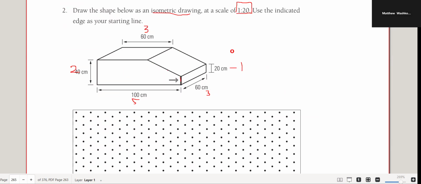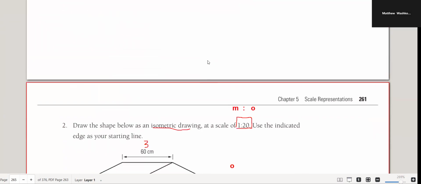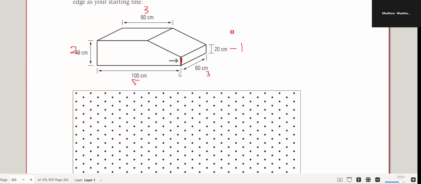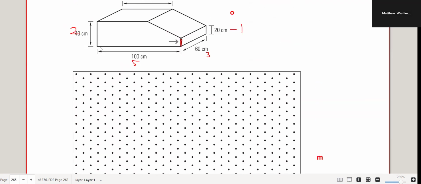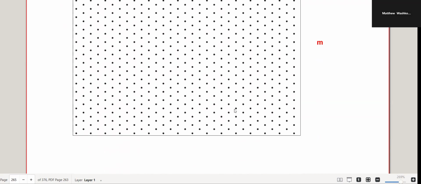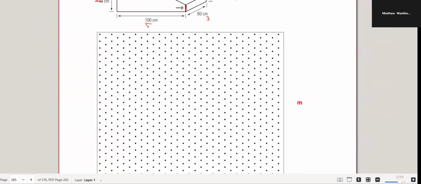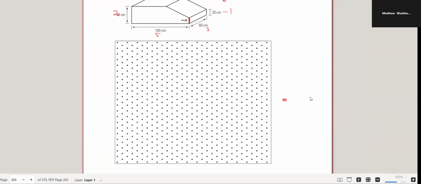And I'm using this indicated edge as my starting line. So again, start at a corner, plan it out. I need to have some space to the right, I need to have some space to the left, and I need to go up. So maybe starting right here isn't a terrible idea, right? I have space to move right, I have space to move up, I have space to move left. So I'm going to use my line tool here. And I'm actually going to zoom out a little bit, just so you guys can see properly. Here we go.